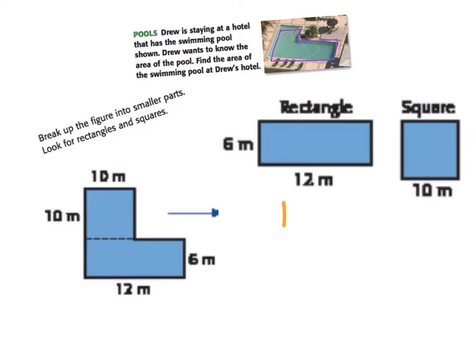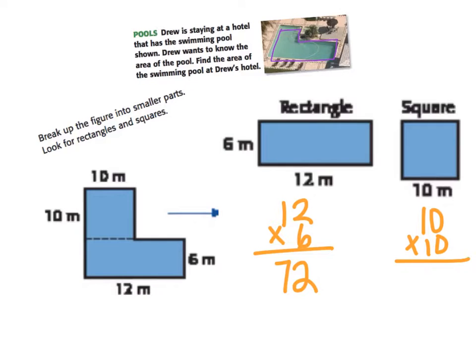On the rectangle, I'm just going to do 12 times 6. That is 72. On the square, they have the same dimensions, so I'm just doing 10 times itself. 10 times 10 is 100.